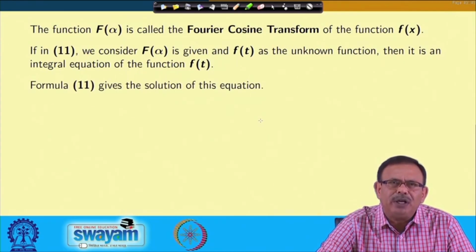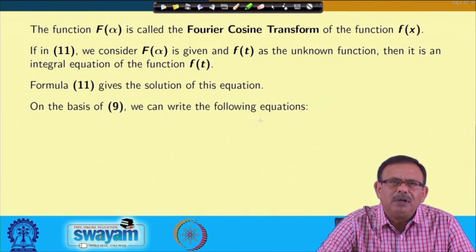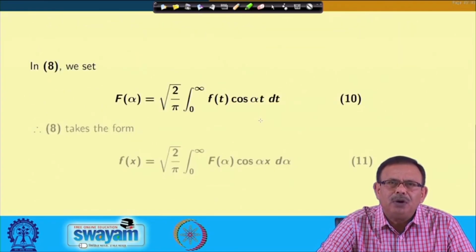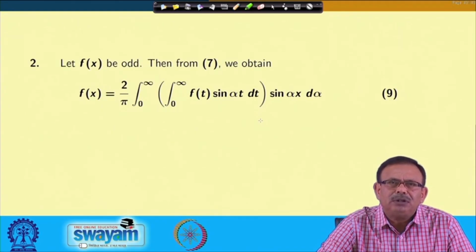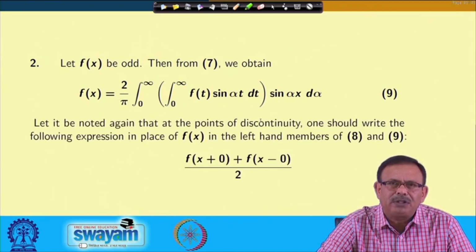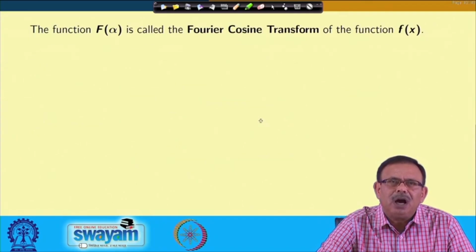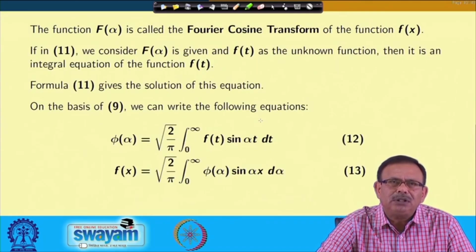In the same way, formula 11 gives the solution of that, and on the basis of 9, this equation: f(x) equals 2 by pi, integral 0 to infinity, f(t) sine of alpha t dt, into sine of alpha x d alpha. Using this equation I can obtain this.